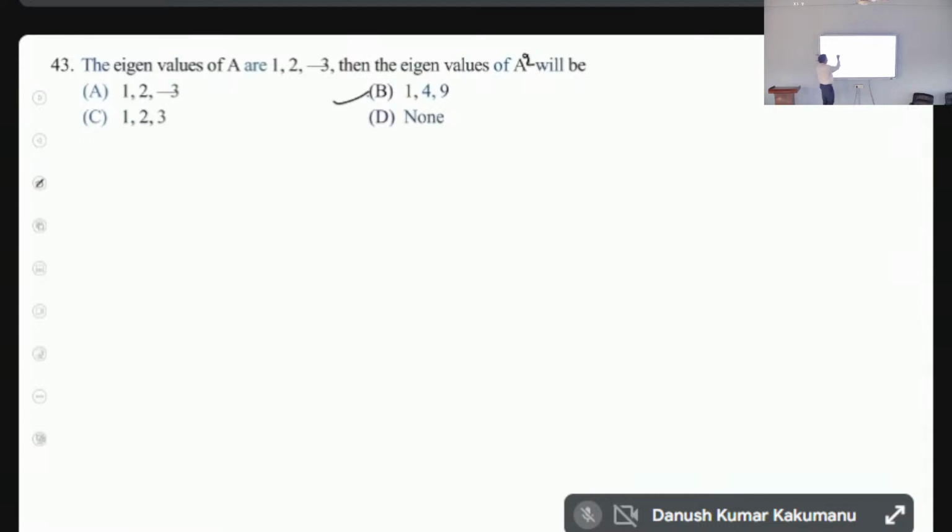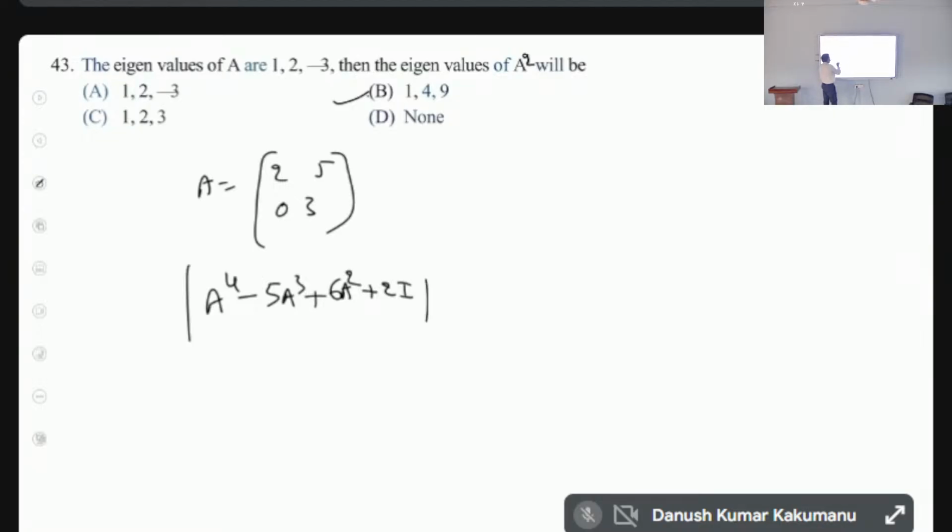Look, matrix A is given: 2 5 0 3. What is the determinant value of A power 4 minus 5A cube plus 6A square plus 2I? This is a recent GATE paper. Can you guess what is the answer?